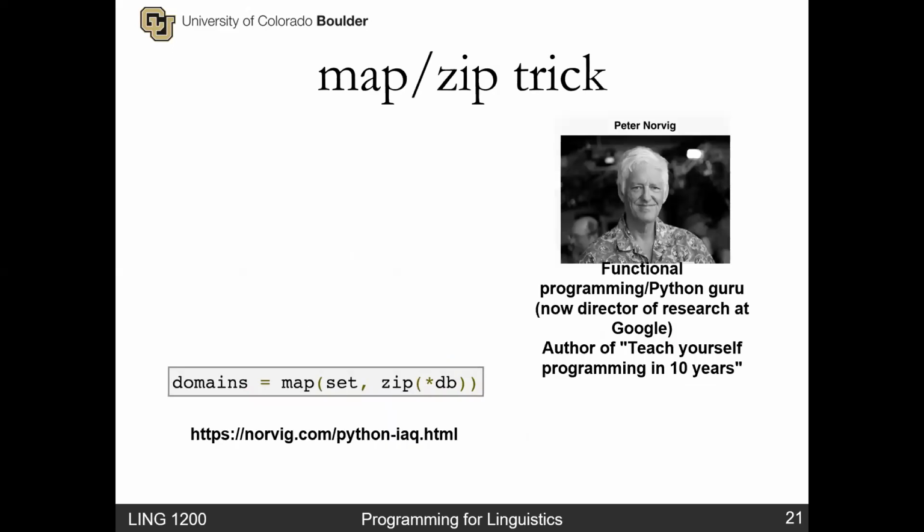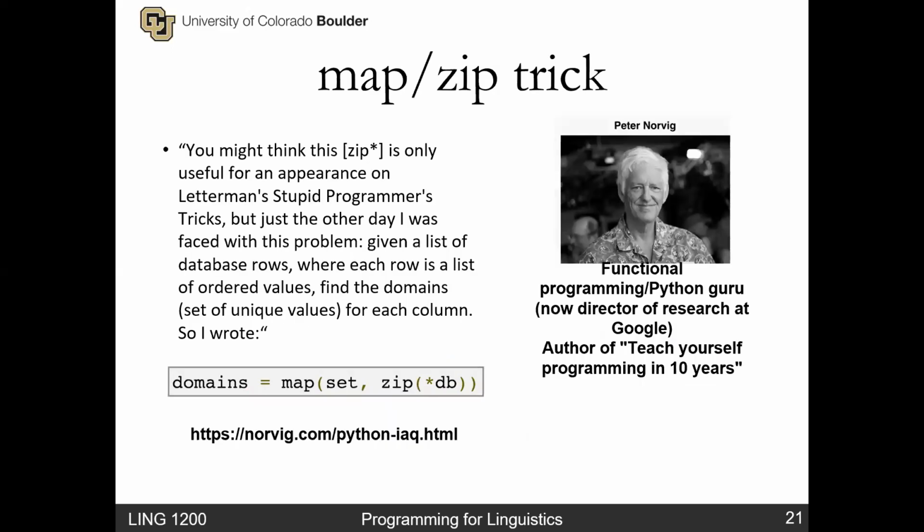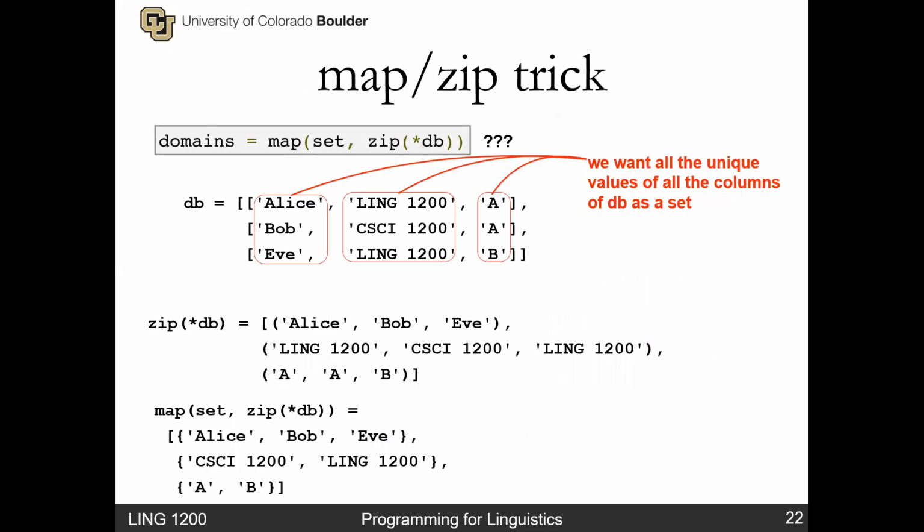Let us now take a look at an interesting trick using map and the zip function. Let's assume we have a variable db, which stands for database, defined as you can see on your screen. Zip of star db unpacks db into a list of tuples. We've seen this already. Following that, we apply the set function to our iterable, which yields all the unique values of the columns of db as a set. Pretty neat trick, eh?